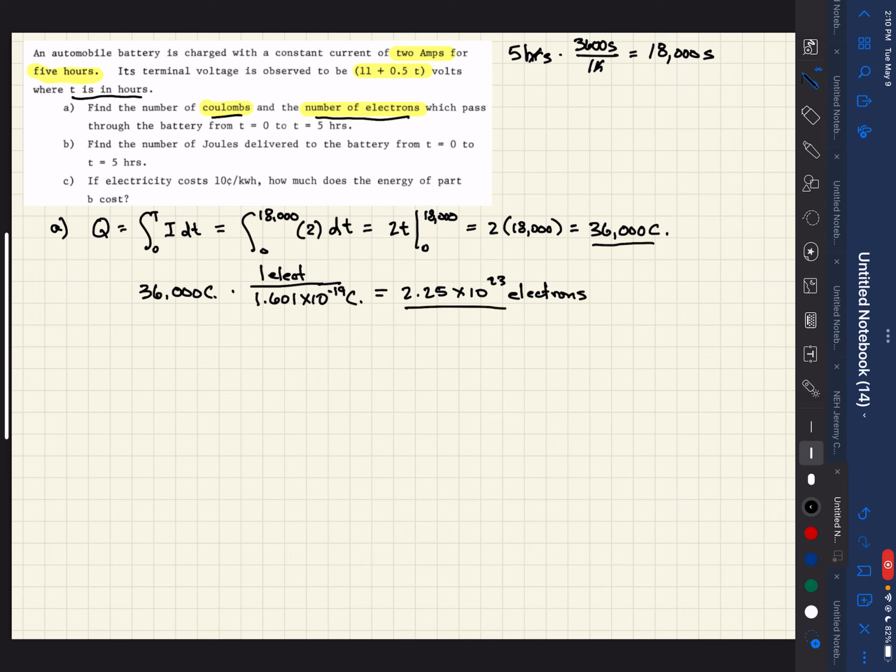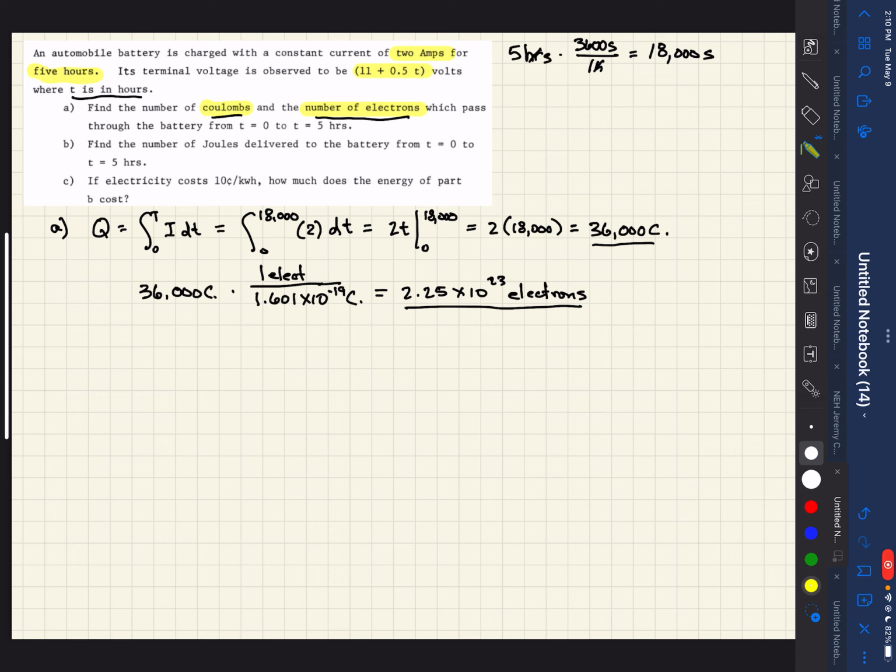So over that 5 hour span, charging our battery at a constant 2 amps, we have 36,000 coulombs of charge that passes through there, which equates to 2.25 times 10 to the 23 electrons. So that takes care of part A. So now let's look at part B.